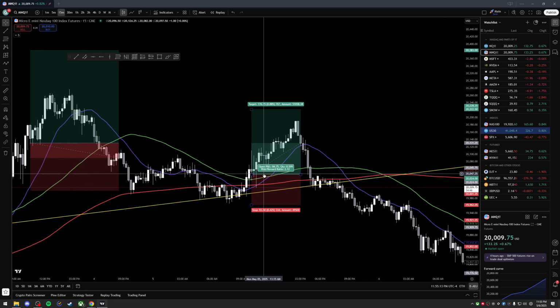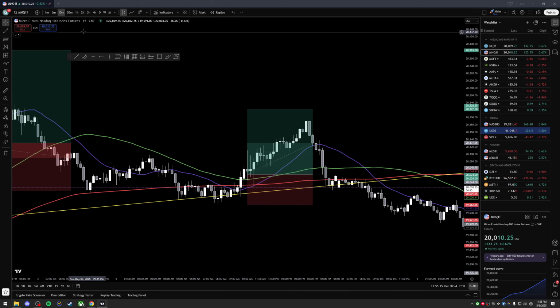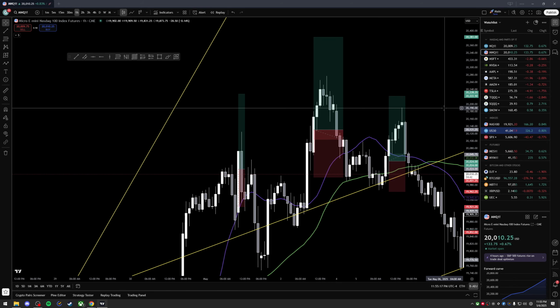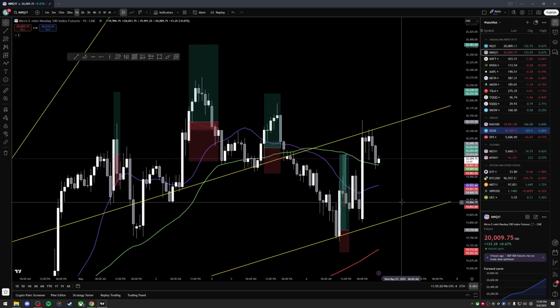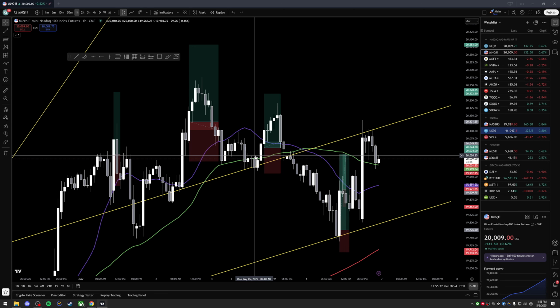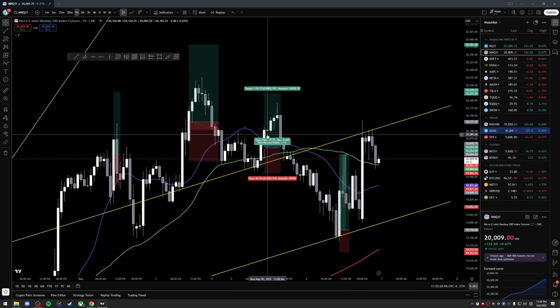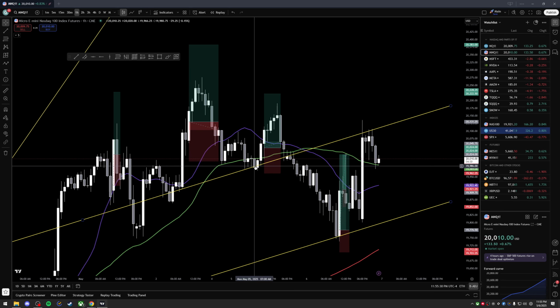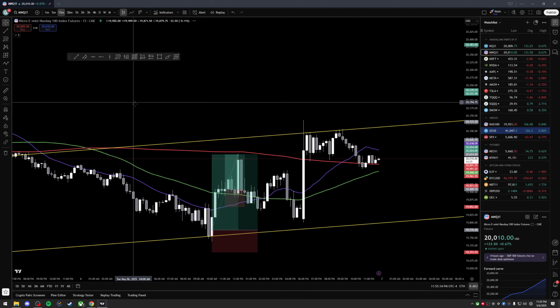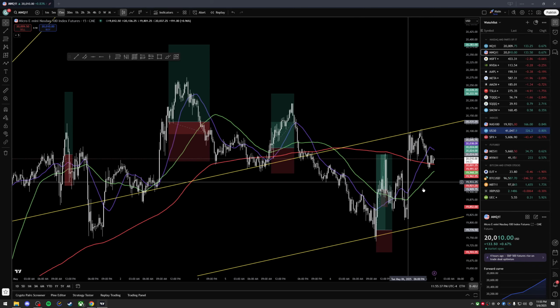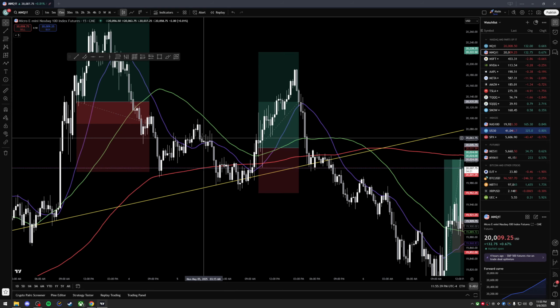On to yesterday. Yesterday was a similar situation, a similar setup, but on the other side of the trend line, right? So we got this bounce and rejection off of the trend line during pre-market. As you can see here, this is like 7 a.m., 8 a.m. going into market open. So I wanted to take that, but obviously it was during pre-market.